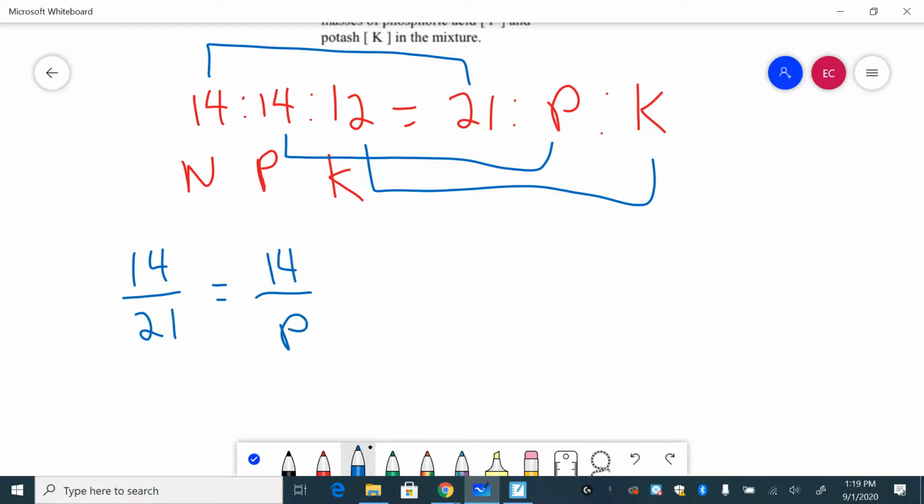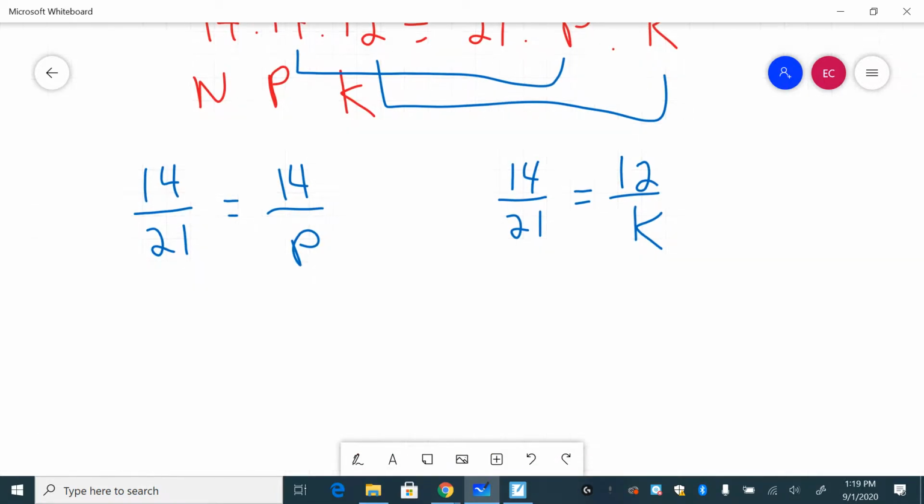So that's solving for that one. And then I'm going to rewrite the 14 over 21, and then I'm going to work with 12 over K. Now, if you're clever, you could see that it's 14:14. Since nitrogen and the phosphoric acid are the same ratio, they have to be the same amount. But let's just see what happens. We're going to work this out. I should get the same answer as 21.